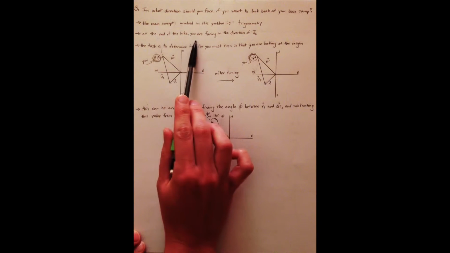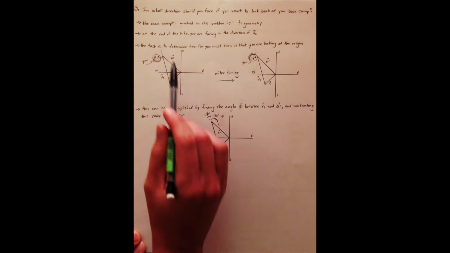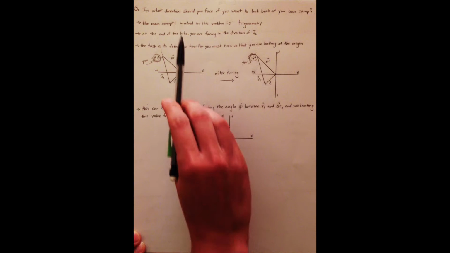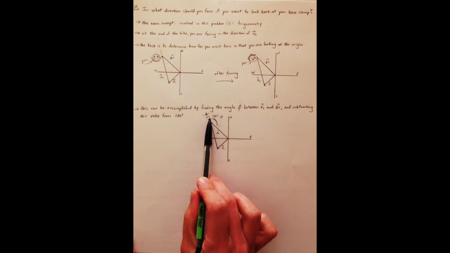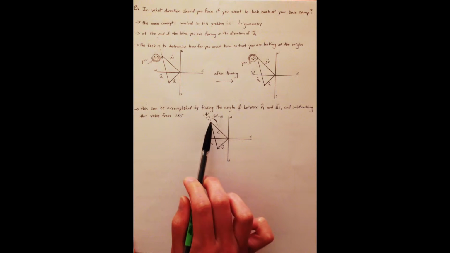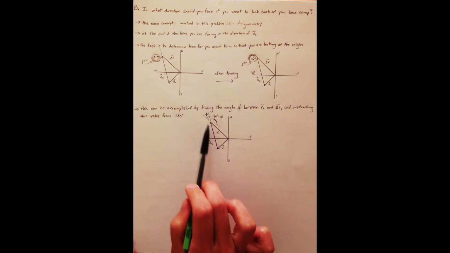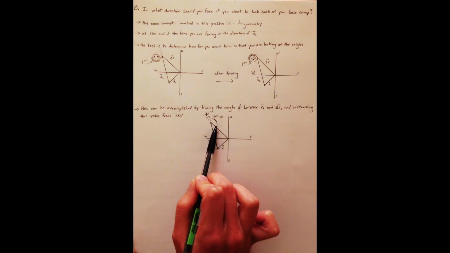Recall that at the end of the hike, you're facing in the direction of V2. Our task is to determine what angle you need to turn so that you will be facing back at the origin. So you're looking here initially, and you need to turn through this angle so you're facing back towards the base camp. To determine by what angle you should turn, we will find first this angle, which I've called phi, between the vectors v2 and delta r, and then subtract that value from 180 degrees to find our answer.